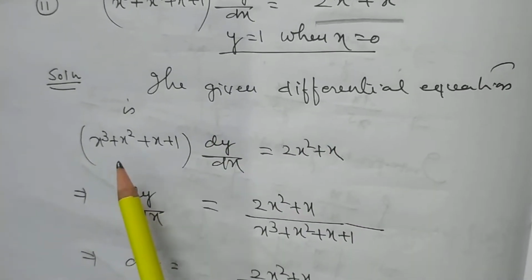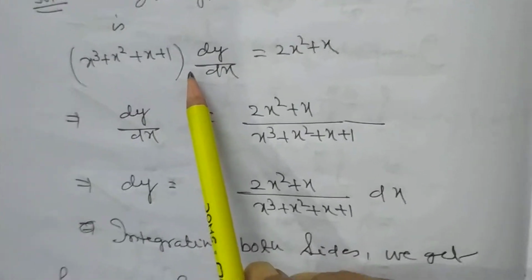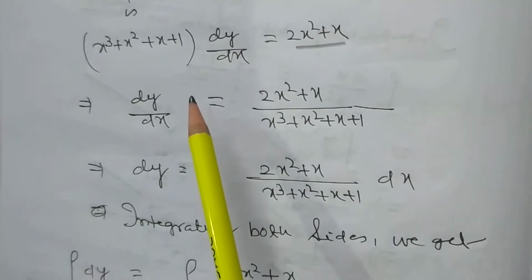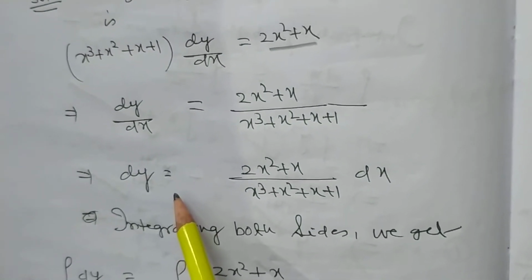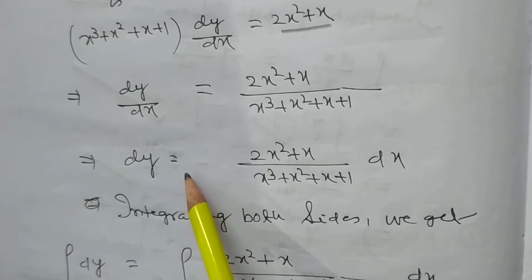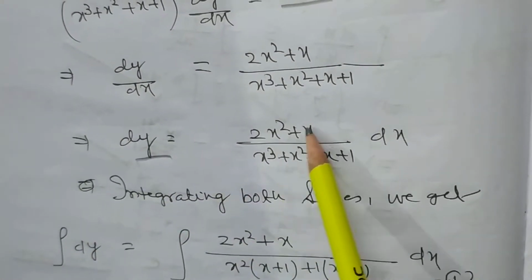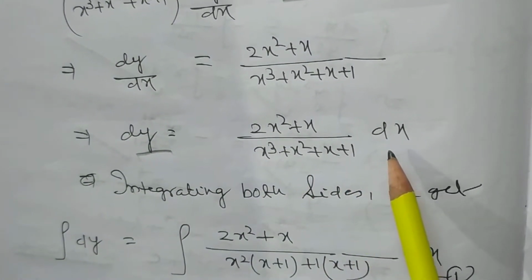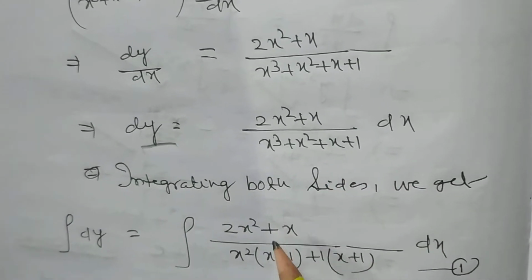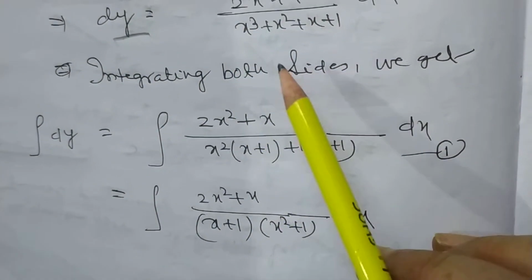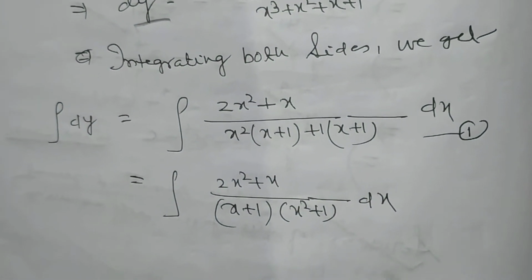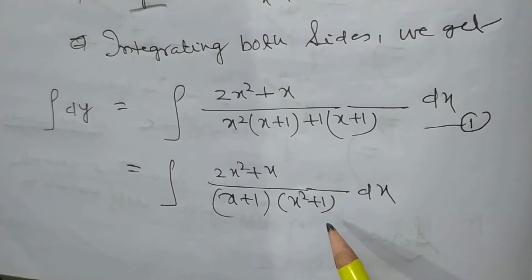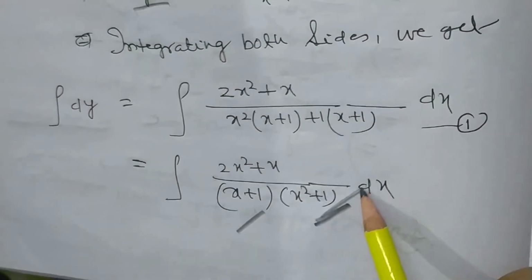The given differential equation is (x³ + x² + x + 1) dy/dx = 2x² + x. So my dear student, if you separate the variables by the separable method, now dy is equal to (2x² + x) / (x³ + x² + x + 1) dx. Here in this problem we have to integrate it by using factorization. So it will be (2x² + x) / ((x + 1)(x² + 1)). In the denominator there is a linear and a quadratic function, so we'll solve the problem in this way.